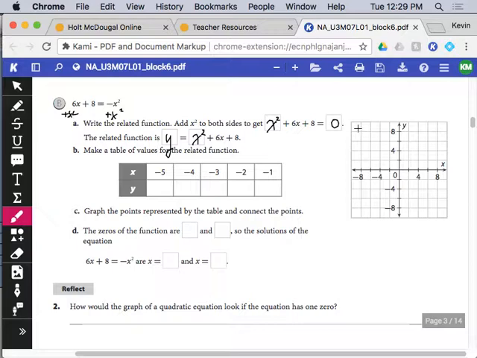Now, if I want to graph this function, they've already determined my points here. All I have to do is plug in those points. Usually, we would have had to find the vertex to find the center point, right? You guys remember that? But they've already found the vertex for us. So let's plug in the points. Negative 5 squared is 25. Minus 5 times 6 is 30. So 25 minus 30 is negative 5. Plus 8 is 3.